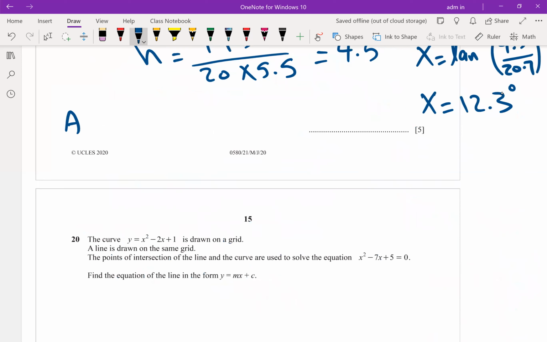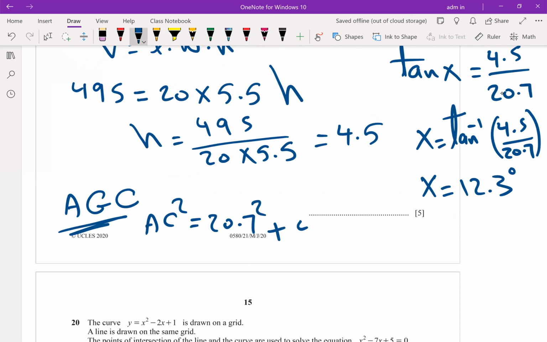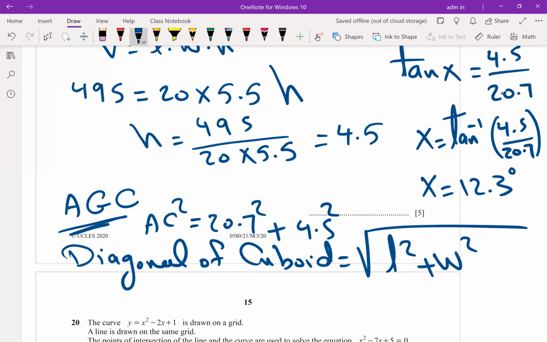AGC, correct. For AGC, you can find AG squared is 20.7 squared, 20.7 squared, and 4.5 squared. Or I give you a formula to calculate the diagonal of a cuboid directly, in one step. Square root of 4.5 squared plus 20... I don't remember the numbers, but the sides. You are right. Length squared, width squared, height squared, directly. To get the length of the diagonal of a cuboid, it's the square root of length squared plus width squared plus height squared.